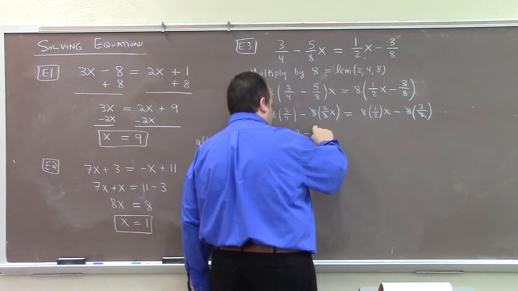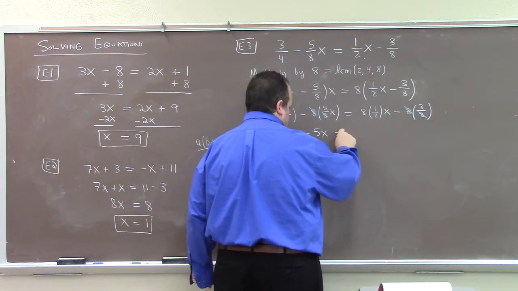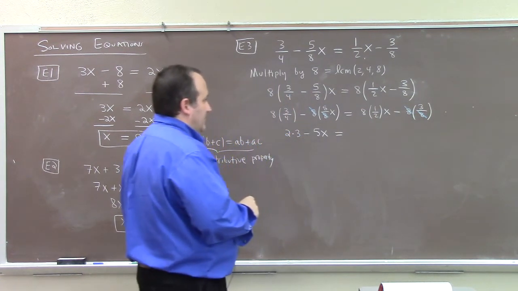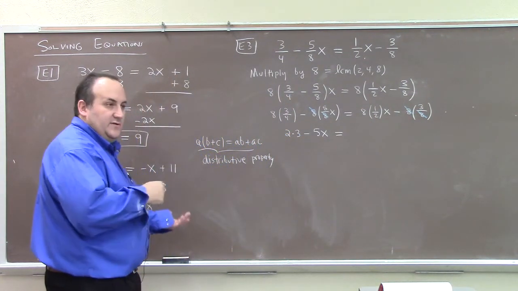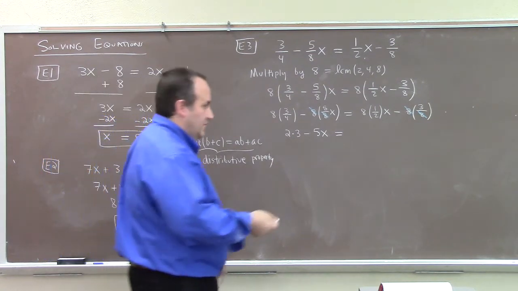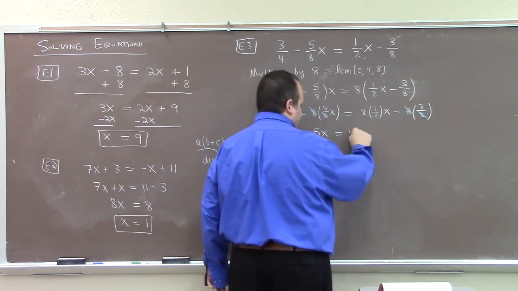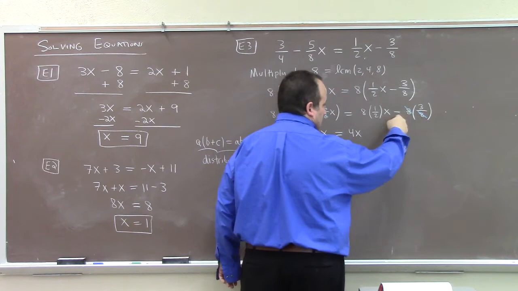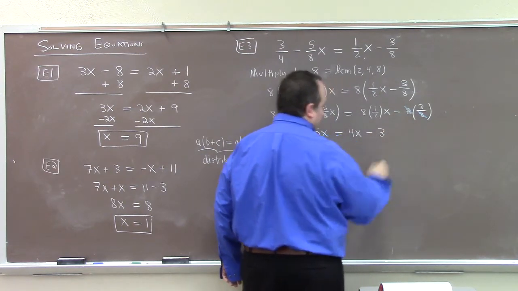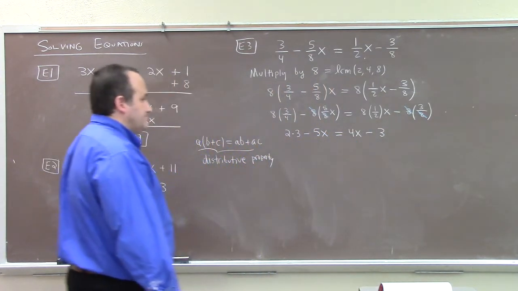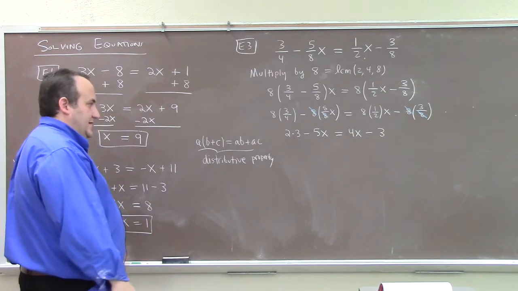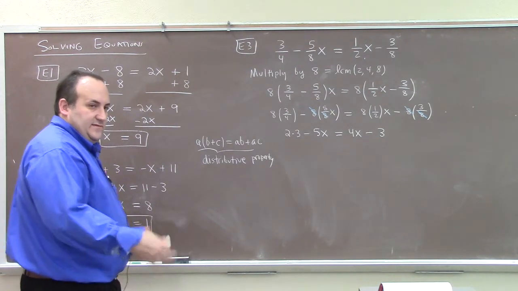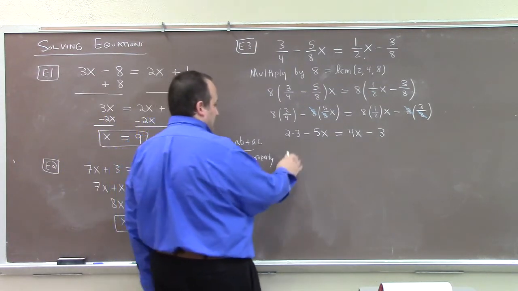So that gives us 5x. And on the other side, we get what? 8 over 2 is 4, right? So 4x. And then minus 3. Of course, 2 times 3 is what? It's 6, right? So I could have just written 6 here, couldn't I?